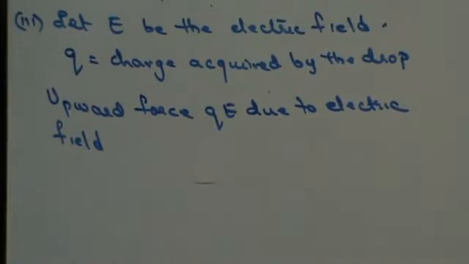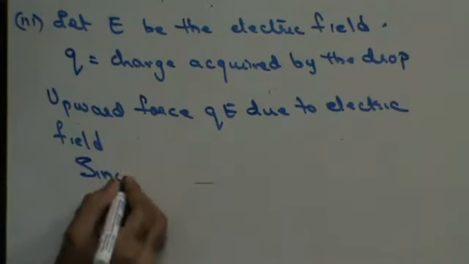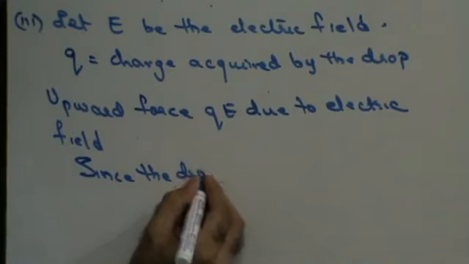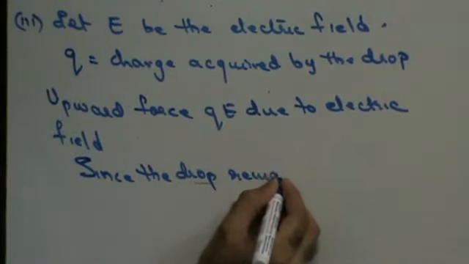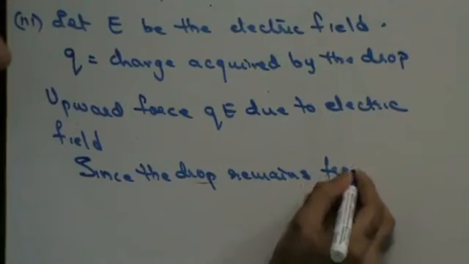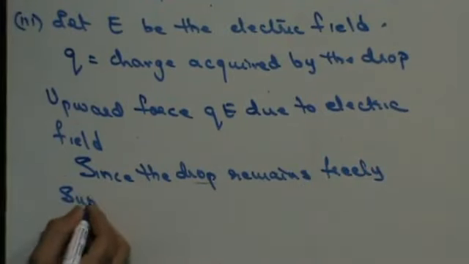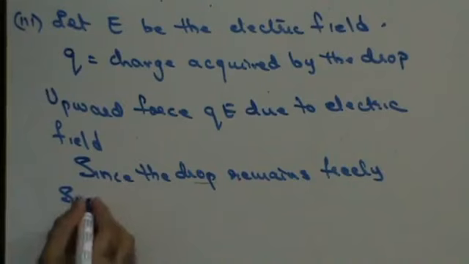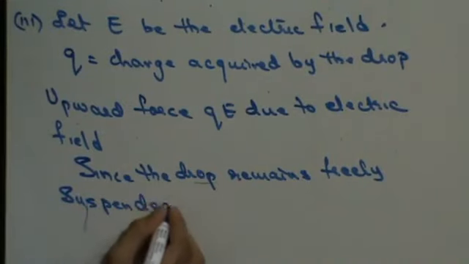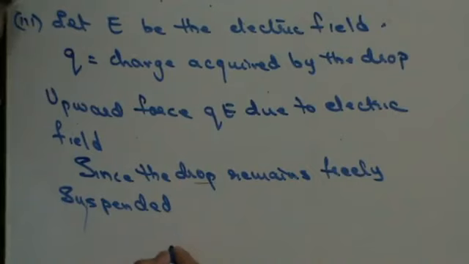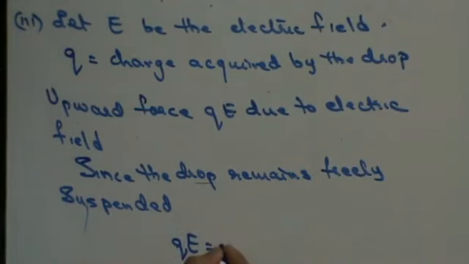Now the fact that the oil drop remains freely suspended in that space means the downward force has to be equal to the upward force. The downward force is going to be because of the weight, the upward force is going to be because of the electric field. Since the drop remains freely suspended, therefore I can say that the upward force should be equal to the downward force.